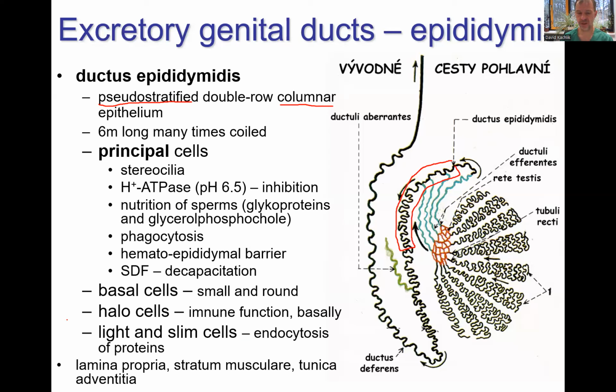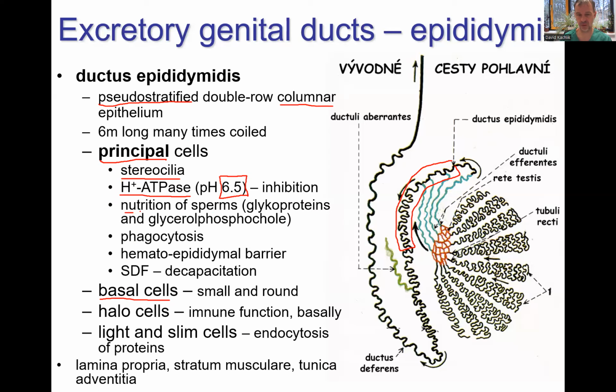And it's lined with several cells. Of course, we have the basal cells, but then we have the so-called principal cells featuring stereocilia. So no kinocilia. Here the movement of the sperms is stopped for several days. So what we need is to stop their movement, and we perform it by an acidic environment, which is assured by hydrogen ATPases. The sperms here, of course, for these 12 days has to be fed.